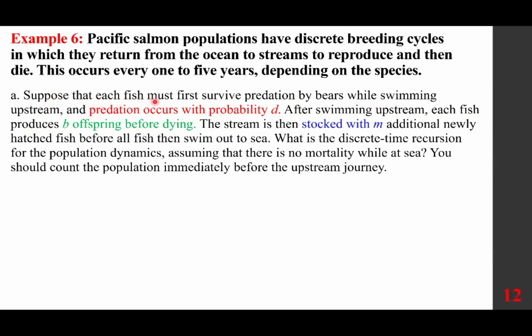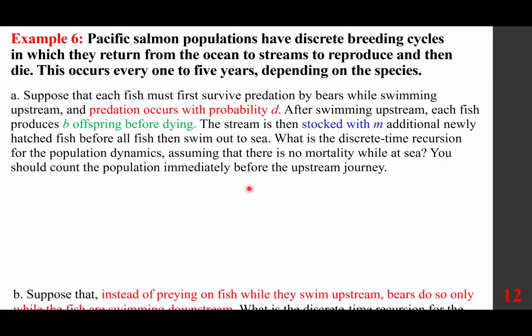Suppose that each fish must first survive predation by bears while swimming upstream, and predation occurs with the probability of D. After swimming upstream, each fish produces B offspring before dying. The stream is then stocked with M additional newly hatched fish before all fish then swim out to the sea. What is the discrete time recursion for the population dynamics, assuming that there is no mortality at sea? You should count the population immediately after the upstream journey.